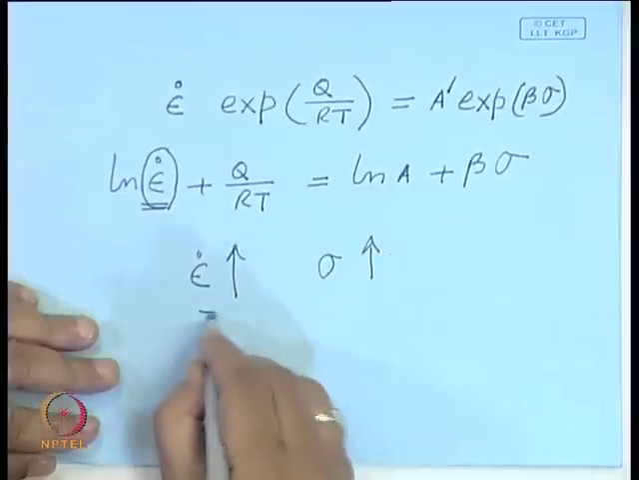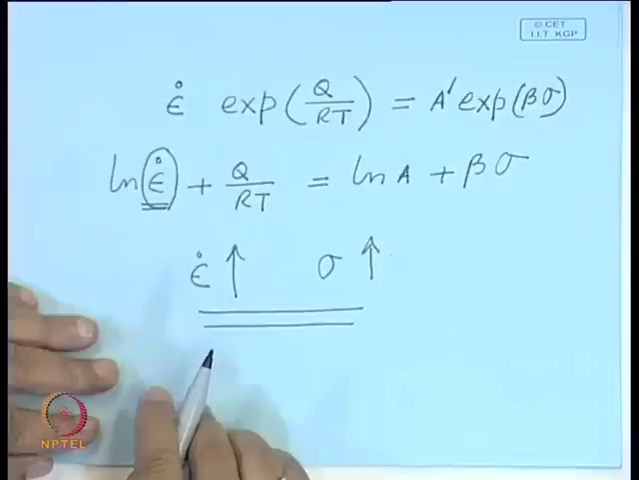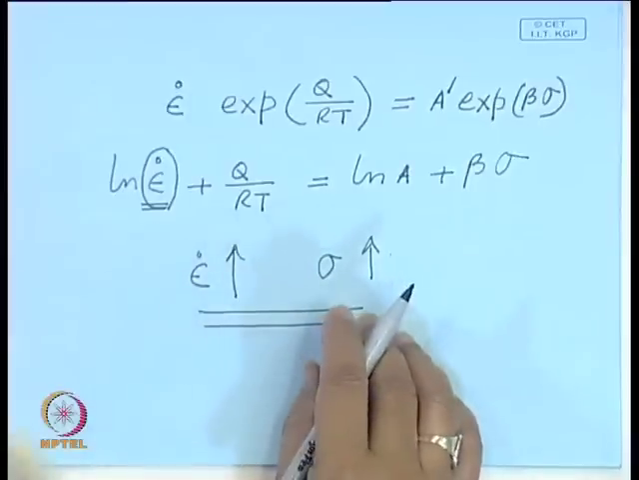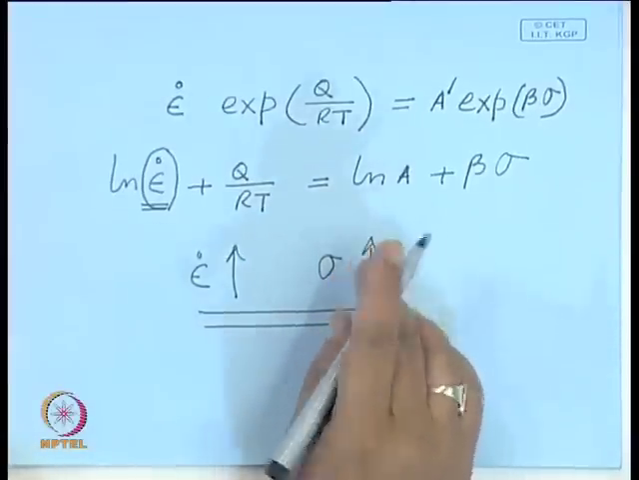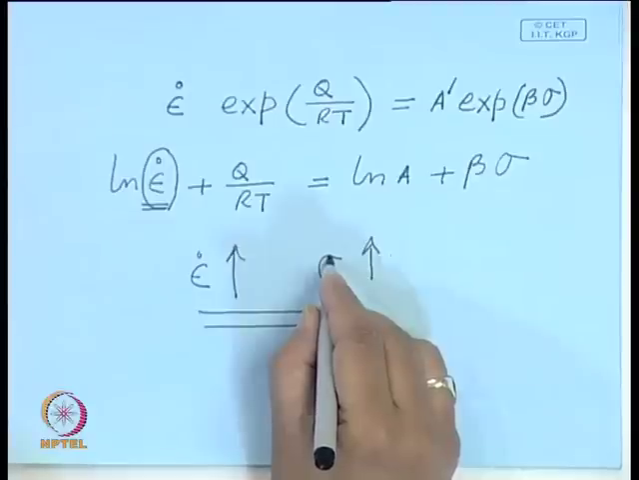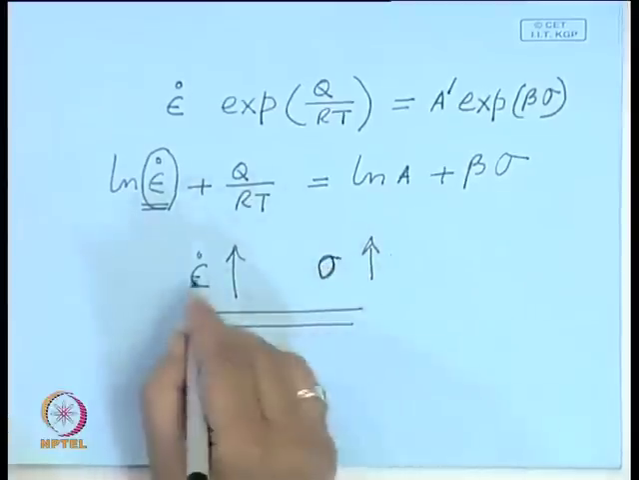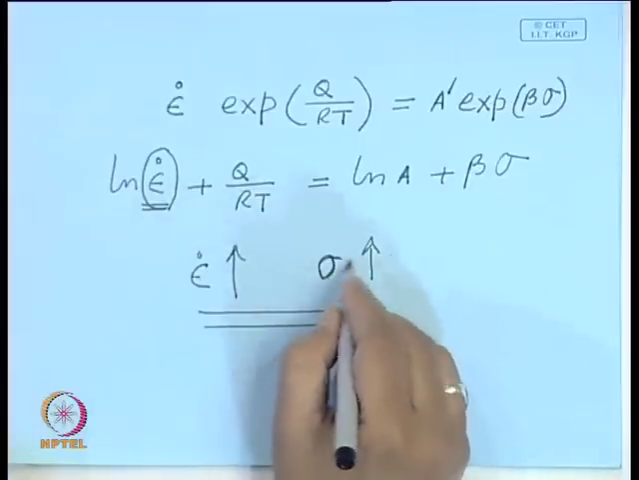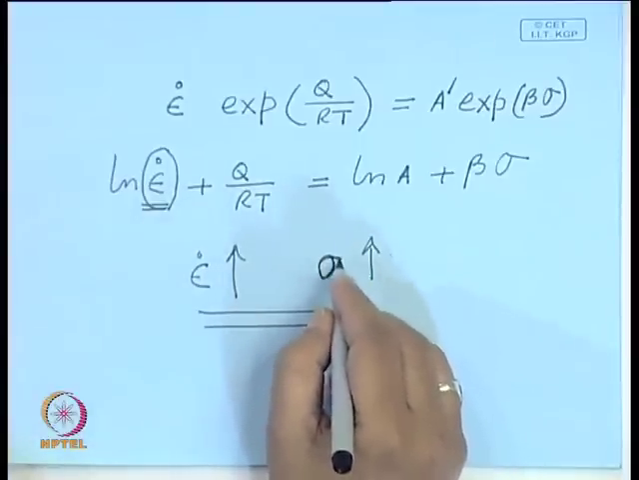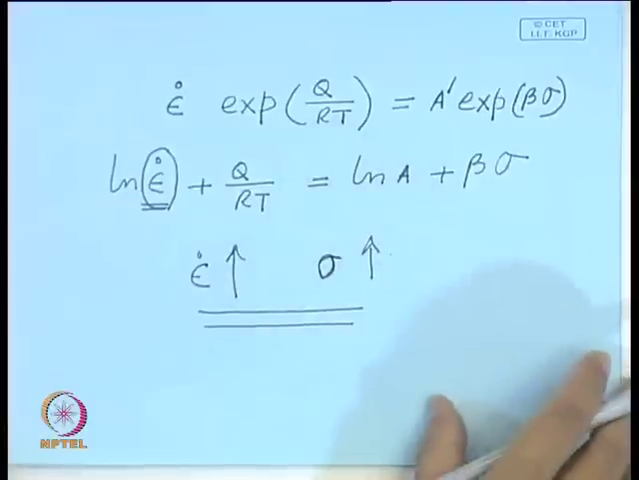So, that means your processing units, the press, hammer or rolling mill, should be able to withstand higher stress. If you are rolling at a higher speed, the rolling mill should be able to withstand higher stresses.